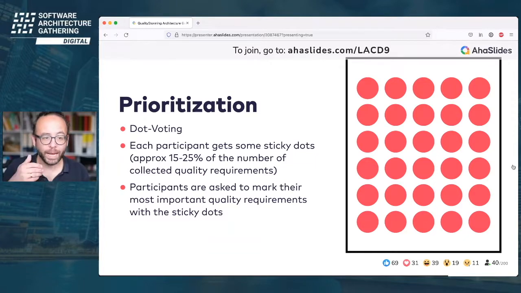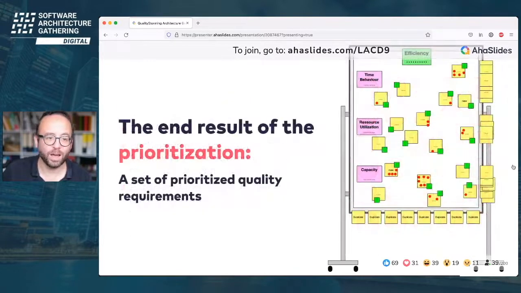Ask them to mark their most important quality requirements with those sticky dots, because that gives you a really good idea about which requirements are really crucial to your system. Software architecture is a lot about trade-offs, about weighing between various options. And you will have many architectural decisions that have a positive impact on certain quality requirements, but they may also have a negative impact on others.